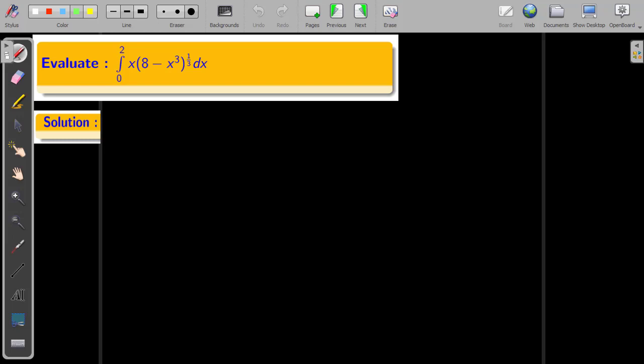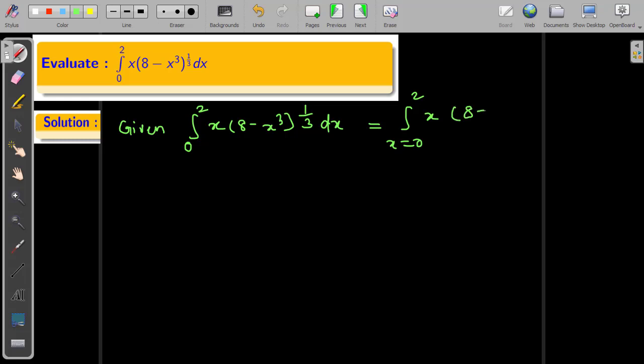So the given integral is from 0 to 2 of x times (8 minus x^3) to the power 1/3 dx. This could be rewritten like this: the integral from 0 to 2 of x times (8 minus x^3) to the power 1/3 dx. Let us mark this equation number 1.